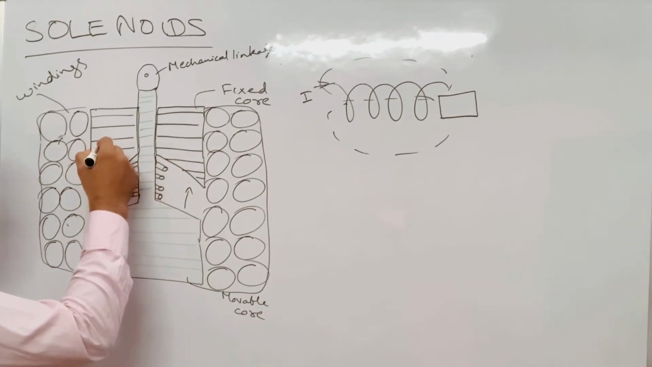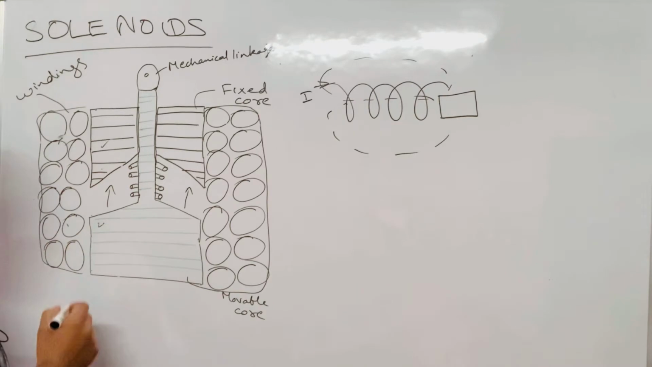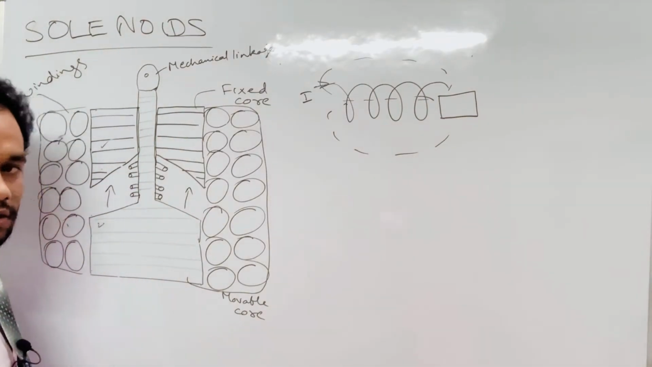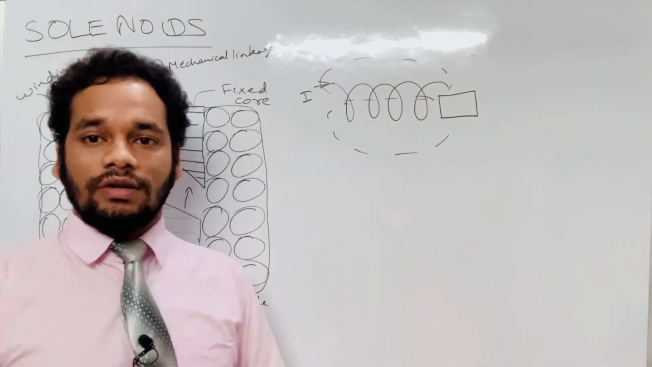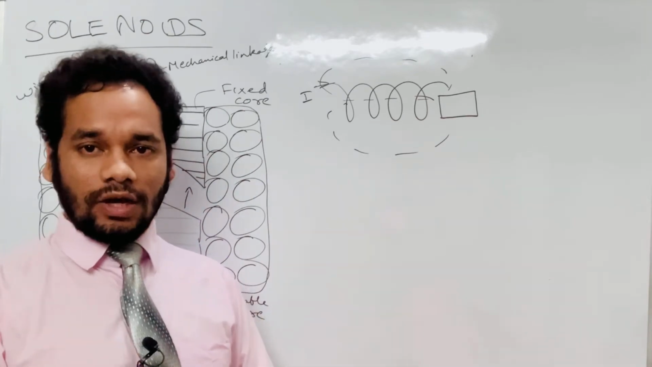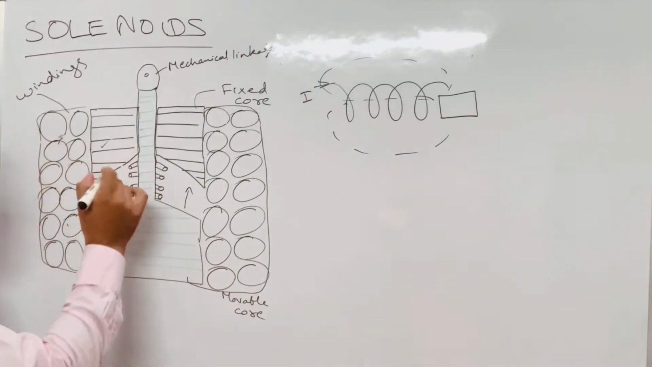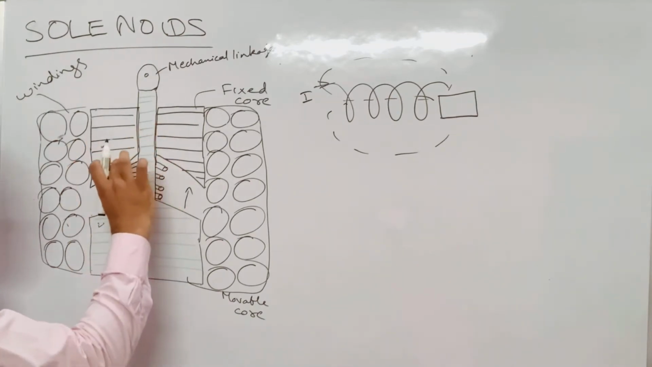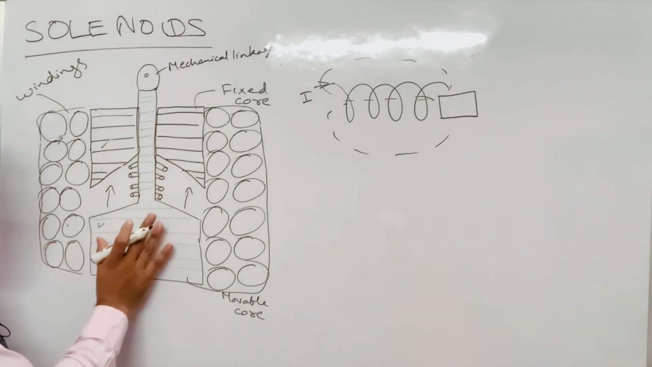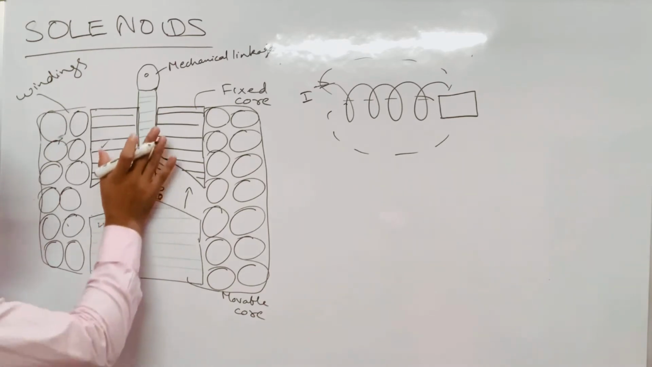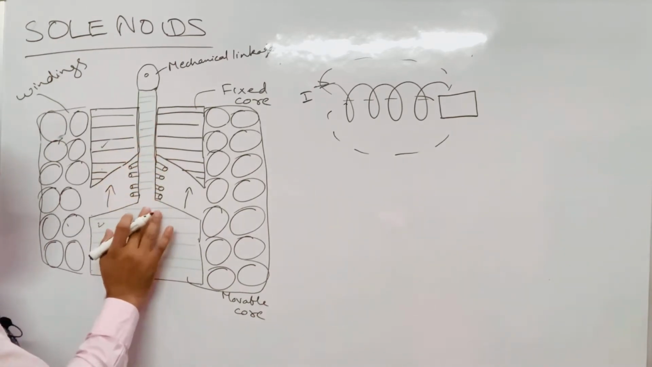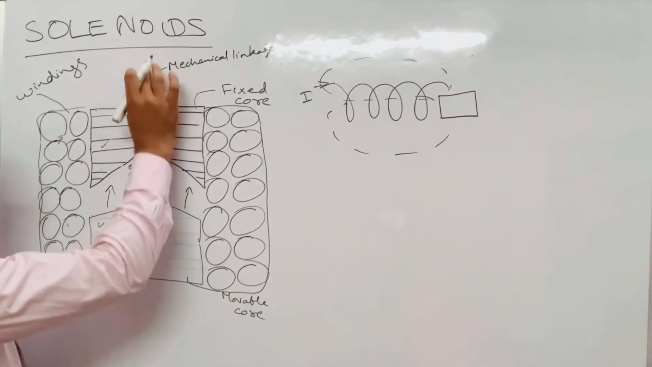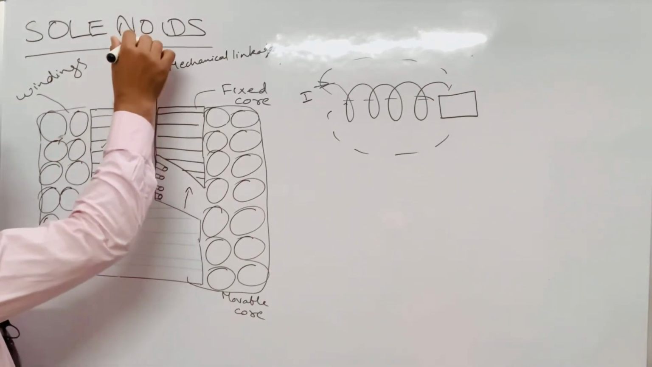That means the fixed core and movable core will have different polarities. And we know, friends, when different polarities are there, they will attract one another. So the same thing happens here. The fixed core and the movable core will attract one another, and in this situation the spring will get compressed. That means the magnetic force is dominating the spring force. Hence this movable core will move up and some linear displacement will happen.